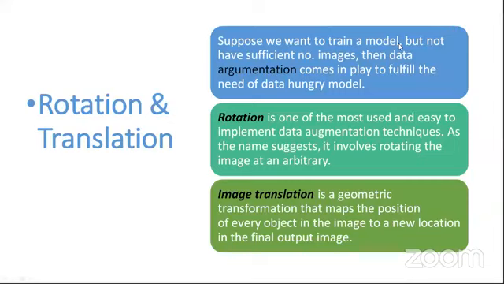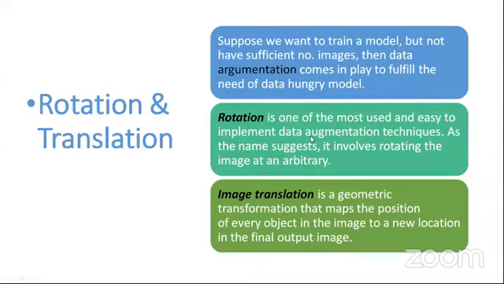So suppose you are building a model, but you have only 100 images. So now what do you want? Yeah, 100 images is not sufficient, because deep learning models are very data hungry. They need tons of data to understand the features, to understand the image. So that's why rotation comes into play and translation comes into play. Both are famous basic image augmentation techniques, and among the most used data augmentation techniques as well.